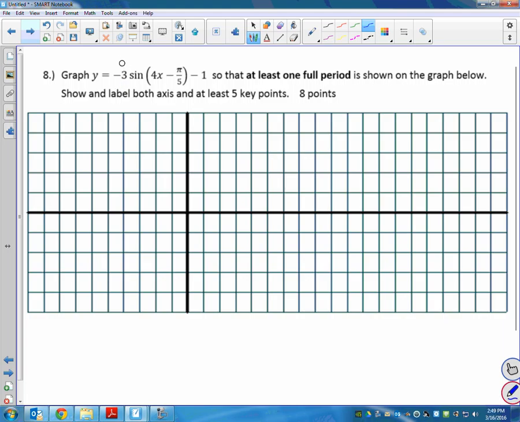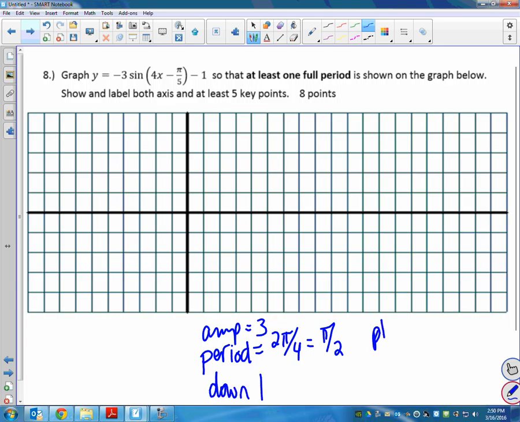So, kind of doing the same thing I did last time, I'm going to start with my amplitude, which is 3. My period is 2 pi over b, and in this case, b is 4, which means my period is pi halves. It's moved down 1, the vertical shift.